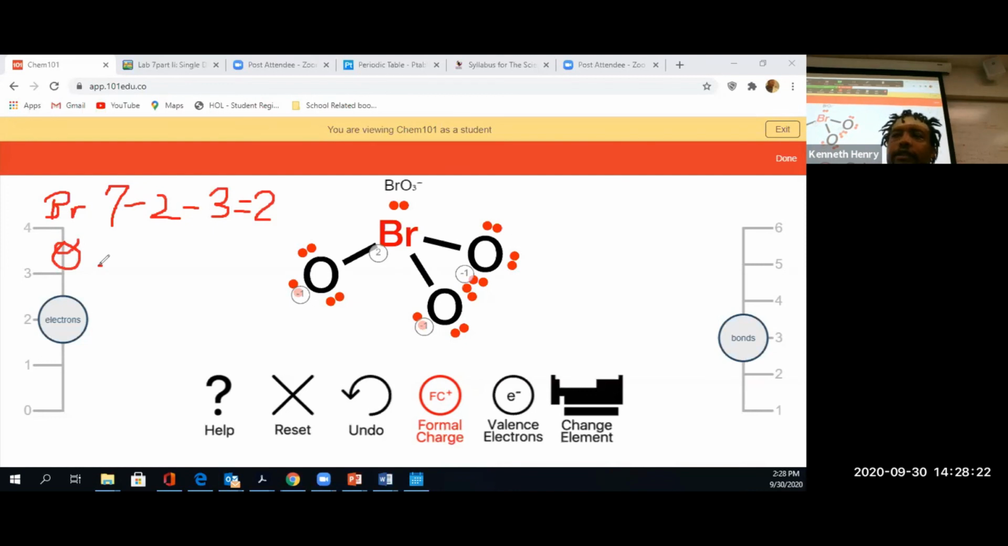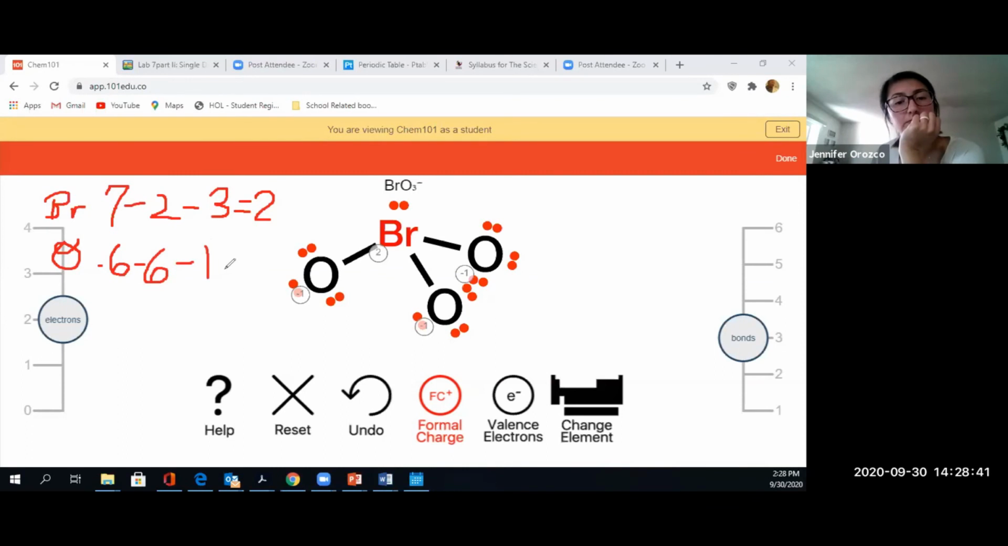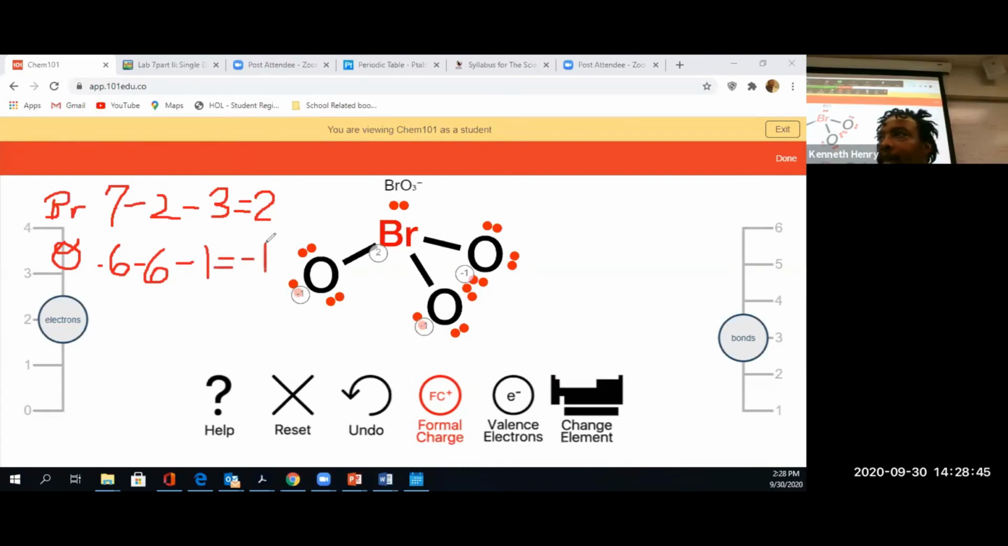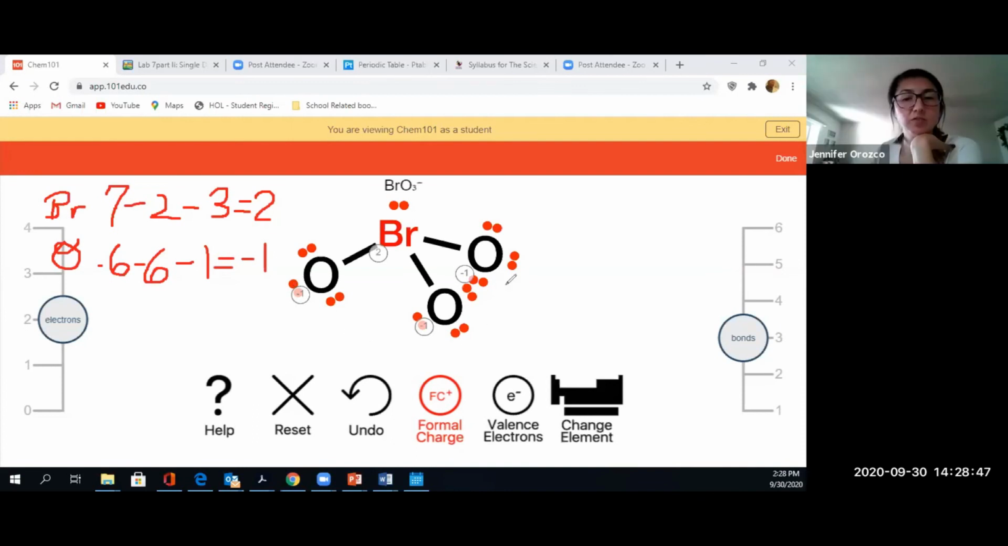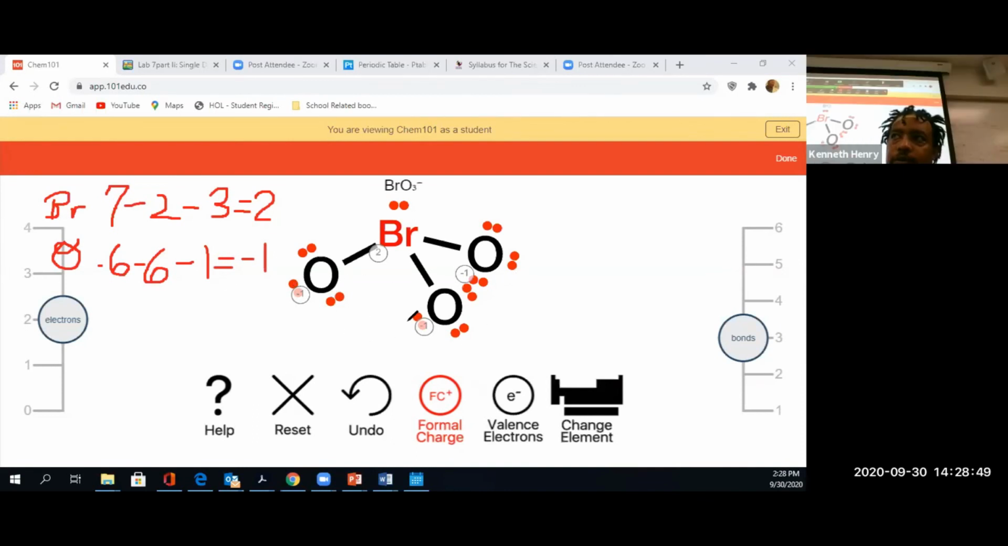Okay, the oxygens, and they're all going to be the same, 6. So we have 6 valence electrons. How many lone pair electrons? 6. Okay, sorry, my screen is flashing and I can't see what I'm writing. And then the number of bonds? 1. So all of these guys would be -1, right? So that just proves that.